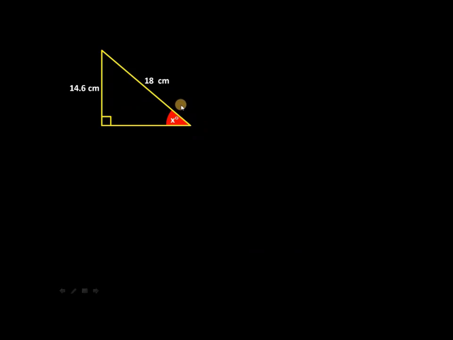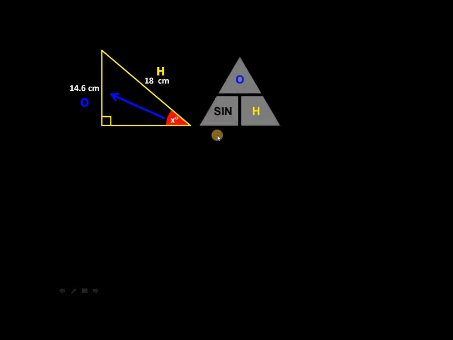In this question we want to find angle x. 14.6 is opposite to angle x, so we call it opposite, letter O. 18 is the longest side, the hypotenuse, letter H. O and H, we use the sine triangle. We want the angle. Before we do that, we find the sine, cover the sine. Sine is equal to opposite over hypotenuse.